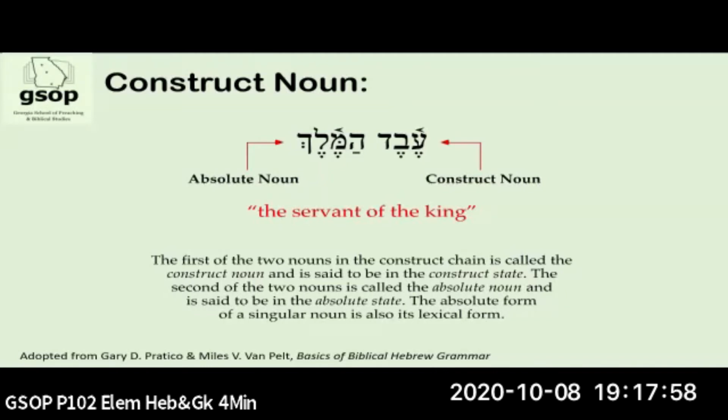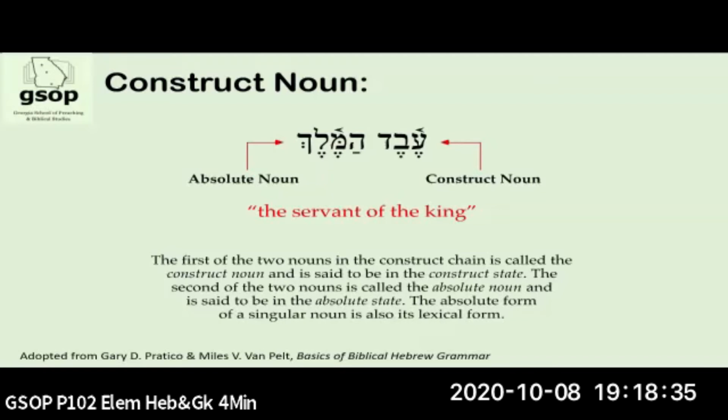And so notice also that you have the article on the king, melech. It's not showing for the servant, that is the bond servant, eved, but it's there. It only shows up on the last word, the absolute noun. It doesn't show up on the others. So this is eved hamelech, the servant of the king. What it says is the first of the two nouns in the construct chain is called the construct noun, and it's said to be in the construct state. And that means it's going to function in a possessive way. It's of the king, servant of the king.